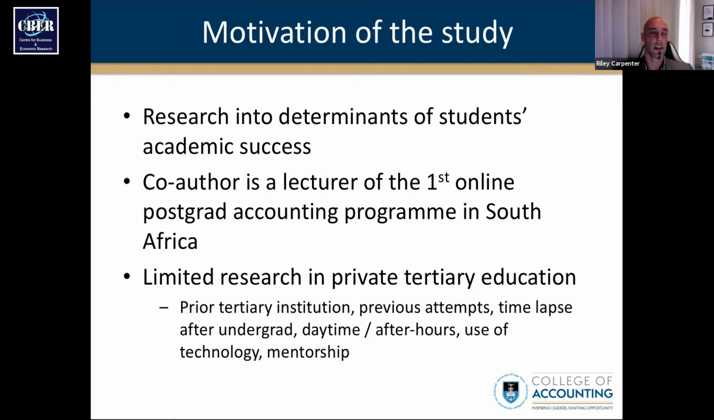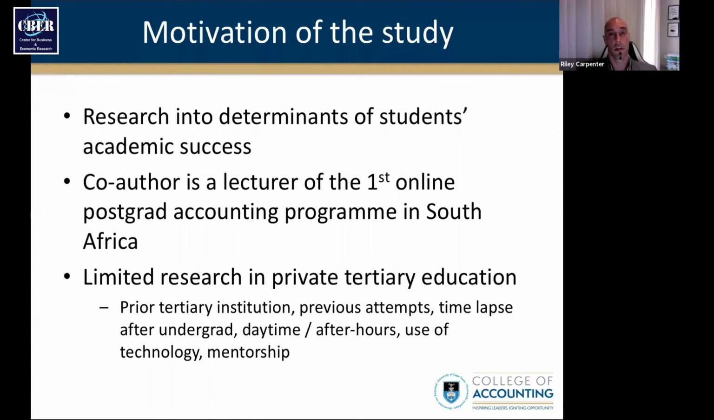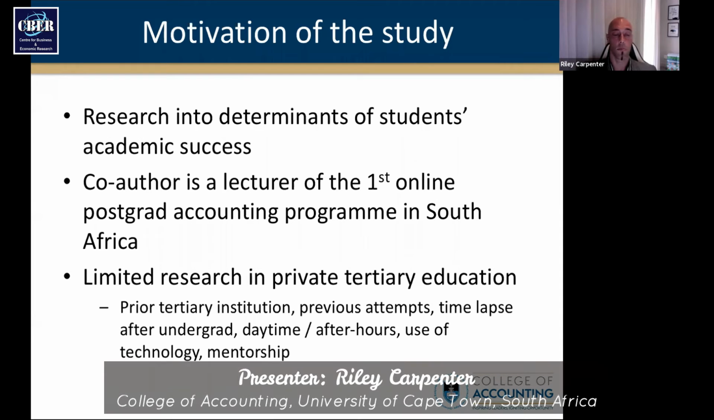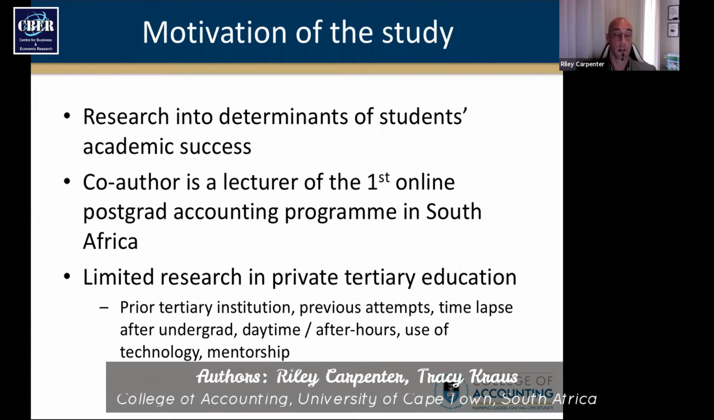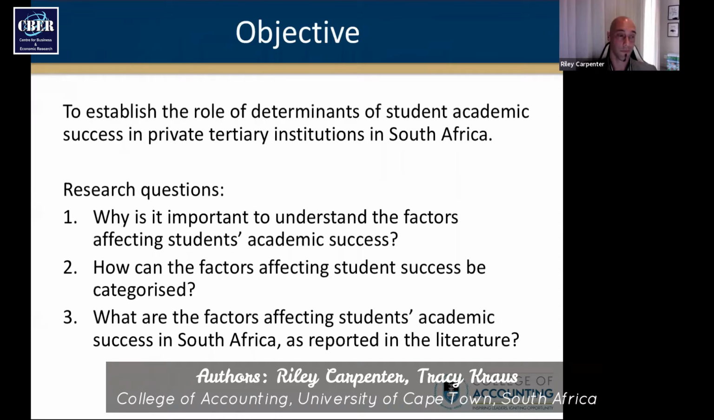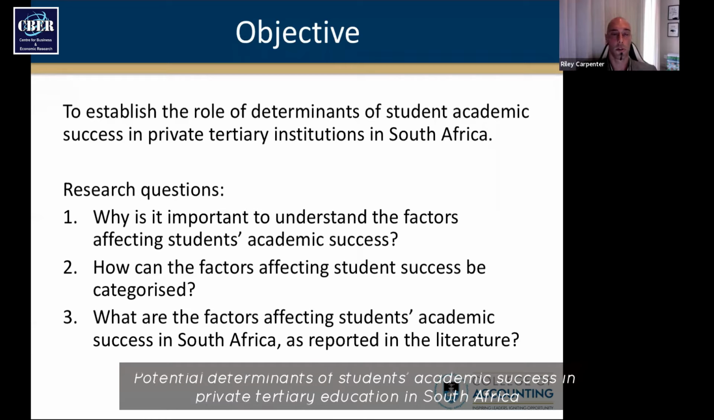The motivation of the study is that my research is determinants of students' academic success, and my co-author is a lecturer of one of the first. There's also been limited research in private education in South Africa. And so potentially we could be looking at prior tertiary institution, prior attempts at programs, time lapses after undergrad degrees, whether the student selects a different class format, daytime versus after hours, different types of the use of technology, and directed mentorship programs.